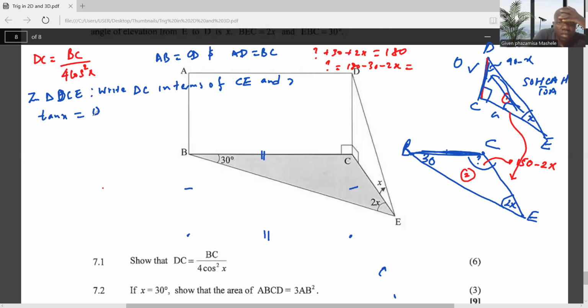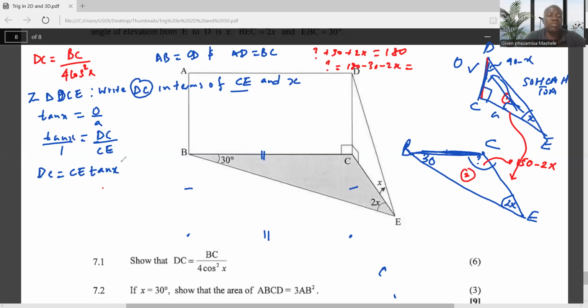It's opposite over adjacent. The opposite is DC, what you're looking for. The adjacent is CE. We're going to write DC to have CE inside and X. Why CE? Because CE is a common side. So let's make DC the subject. So DC equals CE tan X, which means if we can get CE, then we'll be able to get the answer.